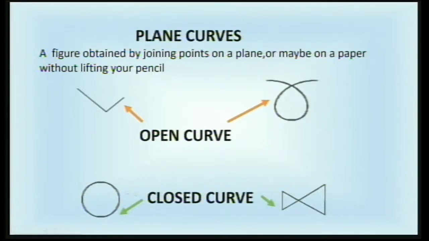Coming to the closed curve, you can see they start at a point and they end at the same point. That's why they are closed. Coming to this curve also, you start from here, you go on like this and come back to the same point. And because they come back to the same point, they are closed. So this is one way of classifying the plane curves. There is another way in which you can classify them.